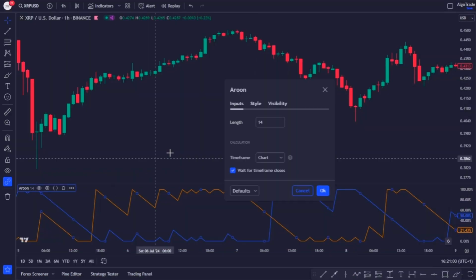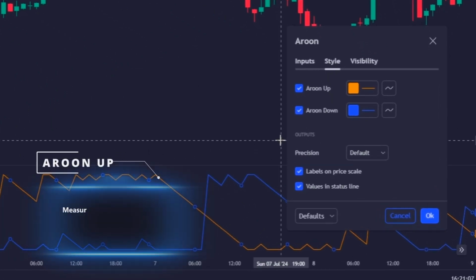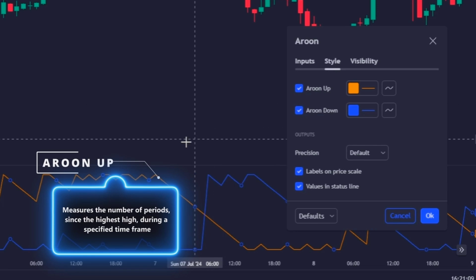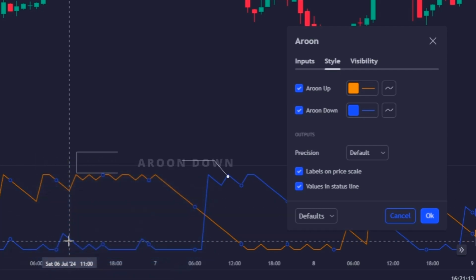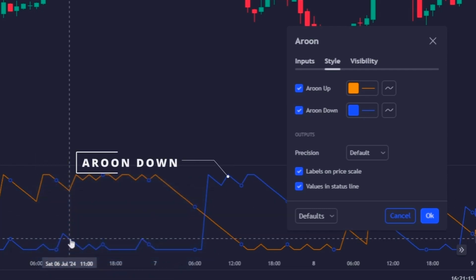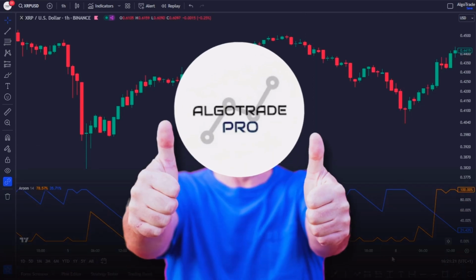It consists of two lines: the Aroon up, in this case the orange line, which measures the number of periods since the highest high during a specified time frame, and the Aroon down, the blue one, which works in the opposite way by measuring the number of periods since the lowest low, and it is very simple to use.